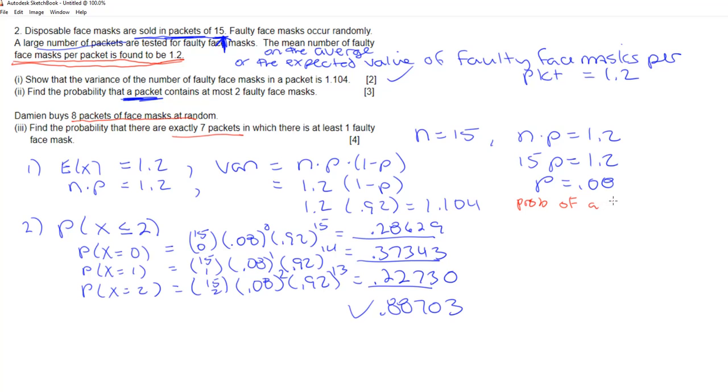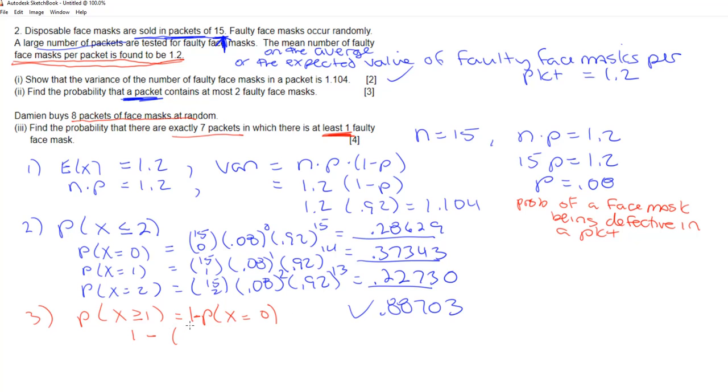So now we've got 8 packets. That seems to be the new number of trials. And so what we've got to do is figure out the probability that at least one packet has at least one faulty face mask in it. Well, the probability of a face mask being defective in a packet, that's 0.08. So what we've got to do is figure out the probability of 0 of them being faulty, because the probability of it being greater than or equal to 1, that's the same thing as 1 minus the probability of x equaling 0.